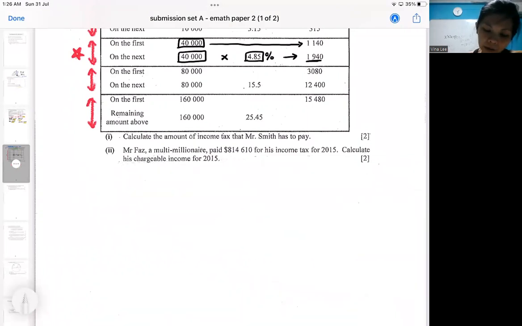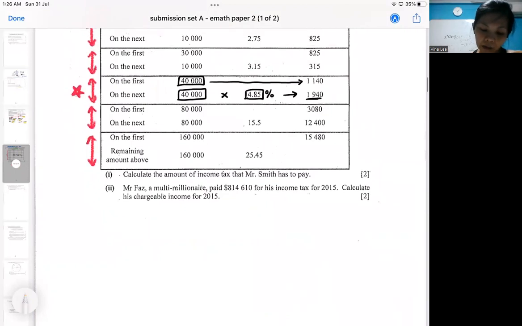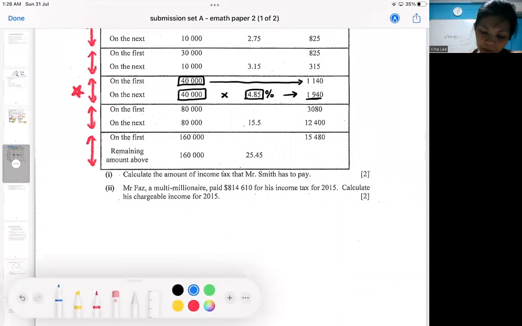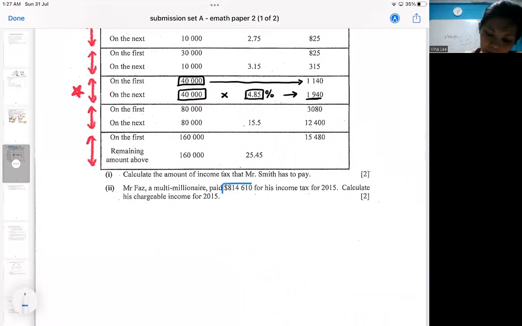So the next person is a multi-millionaire. So this person earned a lot. But this is the working backwards. He paid this amount for the income tax.